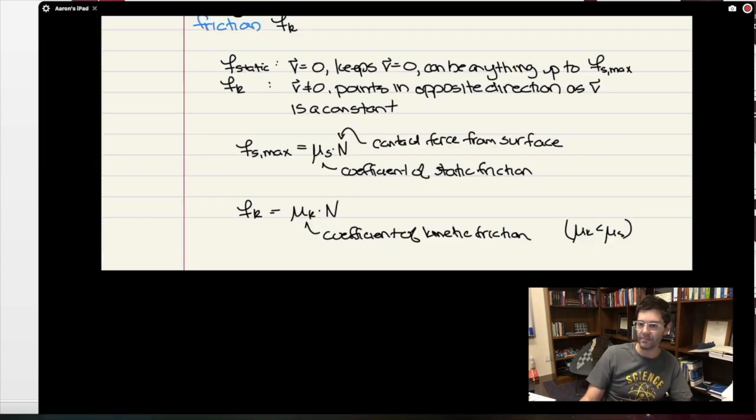All right, so we will recap this, and I'll do an example or two using friction at the beginning of the next lecture, which will also include Newton's third law of motion.